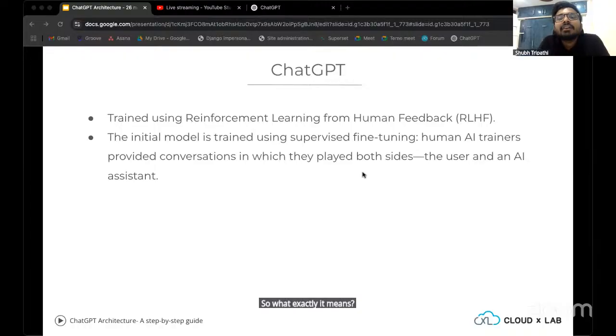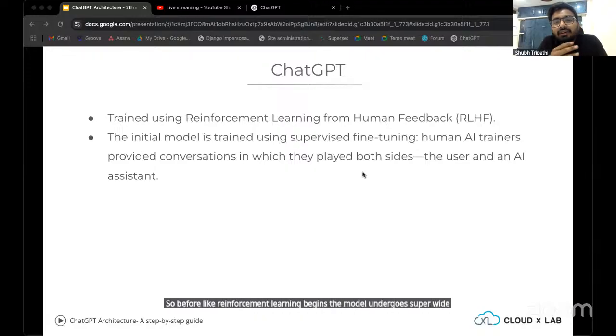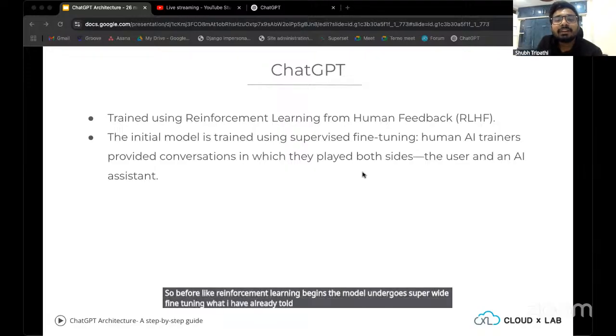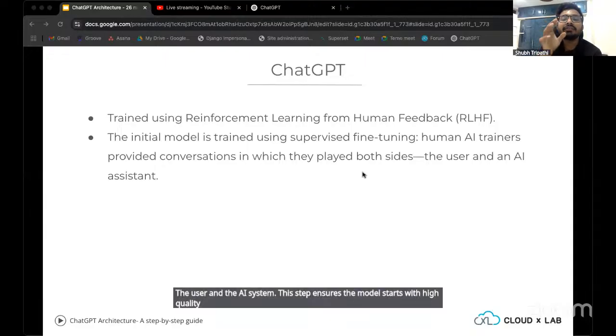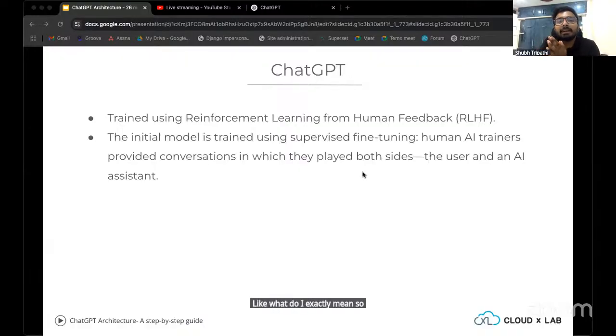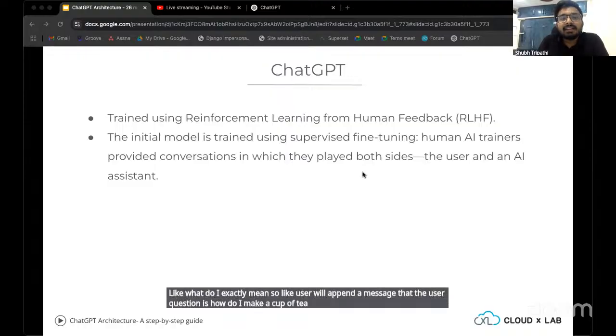Let us understand. Before reinforcement learning begins, the model undergoes supervised fine tuning, which I have already mentioned. Now humans come into play. Human AI trainers create example conversations where they play both roles, the user and the AI assistant. This step ensures the model starts with high quality responses before learning from real world interaction. What do I exactly mean? The user will write a message, the question is, how do I make a cup of tea? And then the trainer writes the response which the AI should generate.